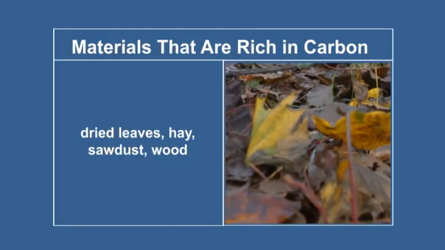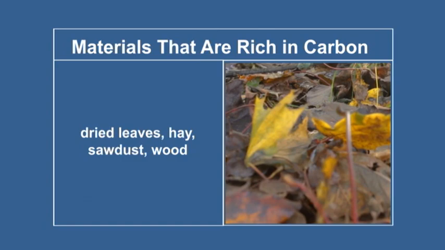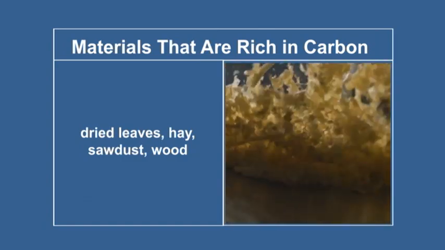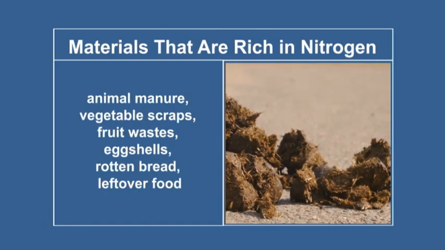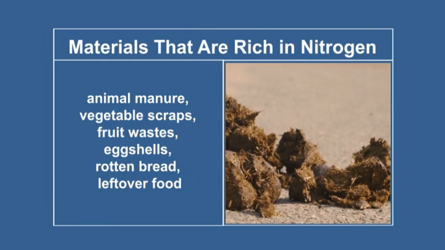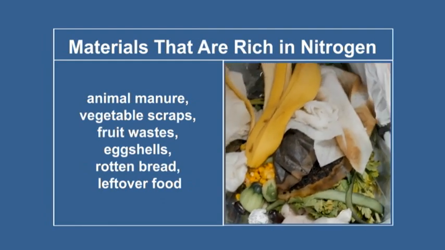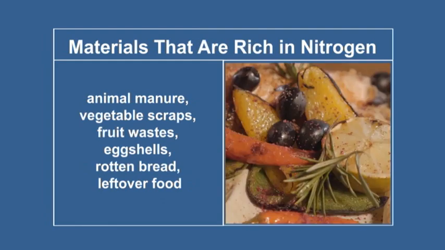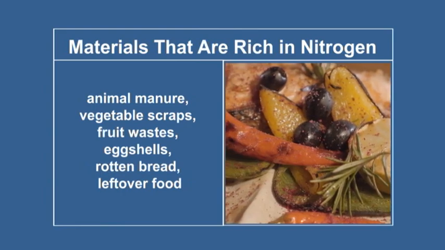Here are some examples. Materials that are rich in carbon like dried leaves, hay, sawdust, and wood. Materials that are rich in nitrogen like animal manure, vegetable scraps, fruit waste, eggshells, rotten bread, and leftover food.